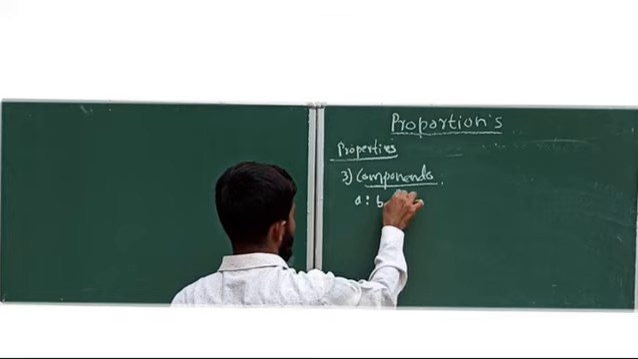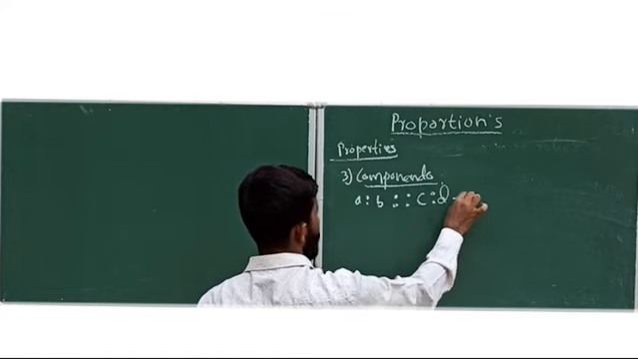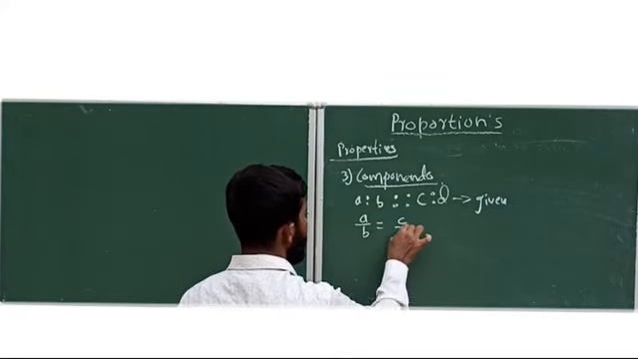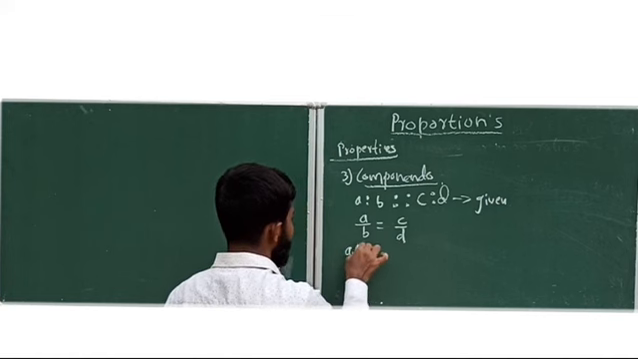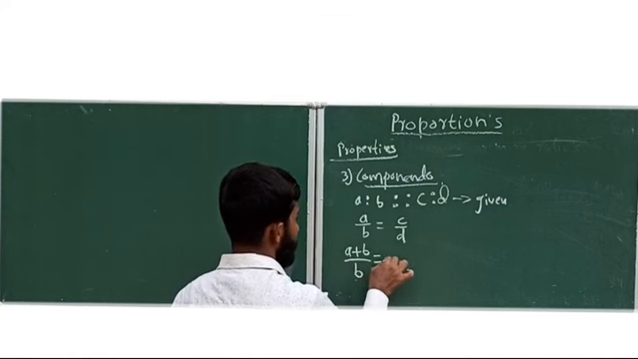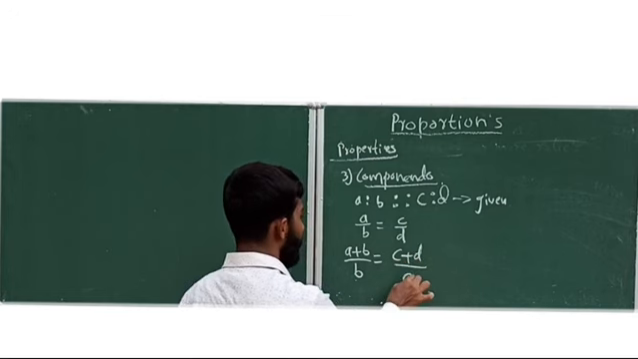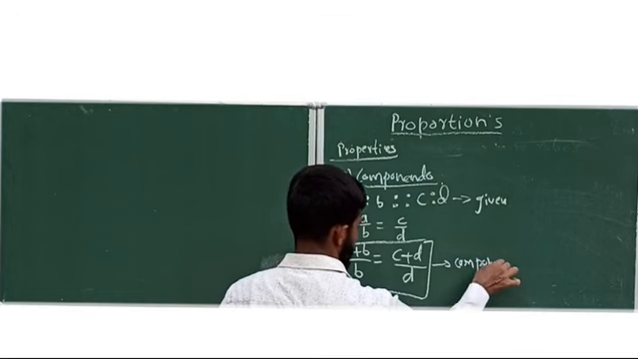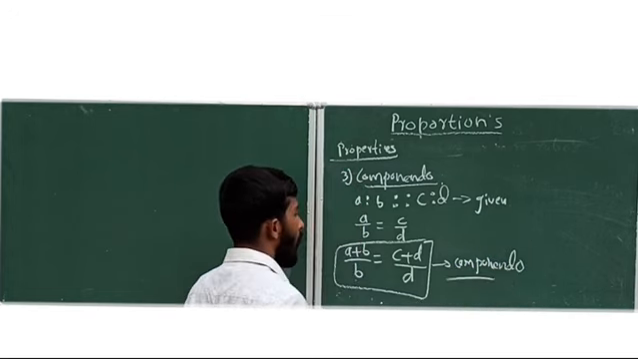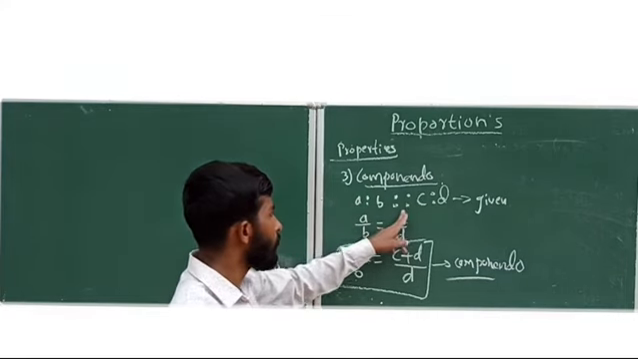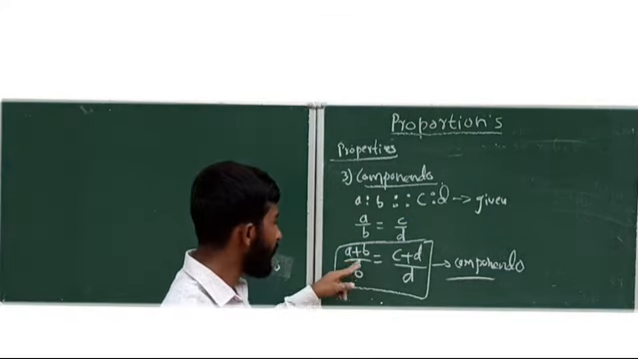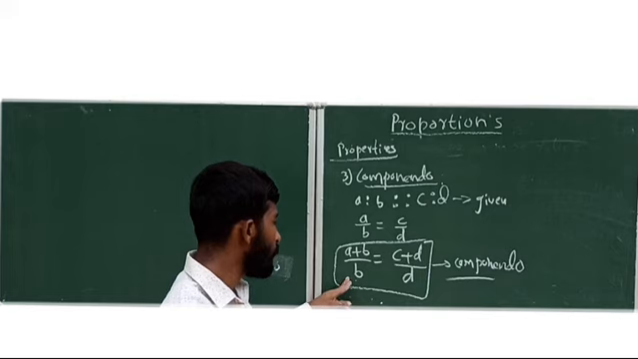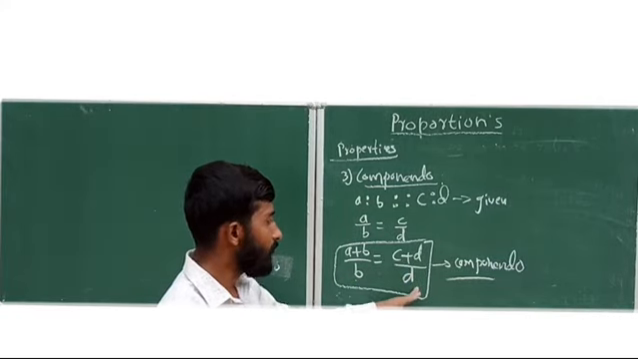A ratio B proportional to C ratio D is given. That is A by B is equal to C by D. Now see, I am writing it as (A plus B) divided by B is equal to (C plus D) divided by D. We call this componendo. Clear? Componendo of the proportion A ratio B proportional to C ratio D is given by (A plus B) by B equal to (C plus D) by D. That means A plus B is to B is proportional to C plus D is to D.